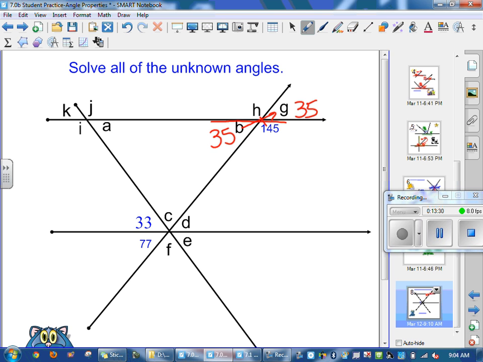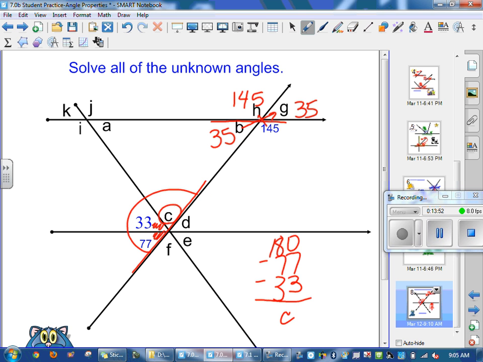145. Perfect. Now, can I find letter C? Yes, because these make a straight line. So I can take 180 minus this one and minus this one. I'm going to get C left over. So 180 subtract 77, subtract 33. How big is letter C? 70 degrees. Good. He's 70.